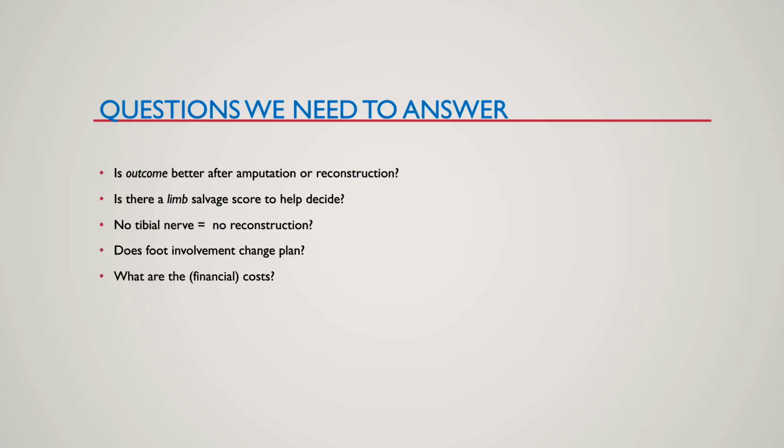There is a nerve called the tibial nerve at the back. It supplies the sensation of the sole. If the tibial nerve is gone, usually they end up with an insensate sole. So it's an ongoing debate: in a mangled limb, if the sole is insensate, what will be the result of reconstruction, even if you do a wonderful reconstruction at the immediate time? Does foot involvement change the plan, and what are the financial costs?